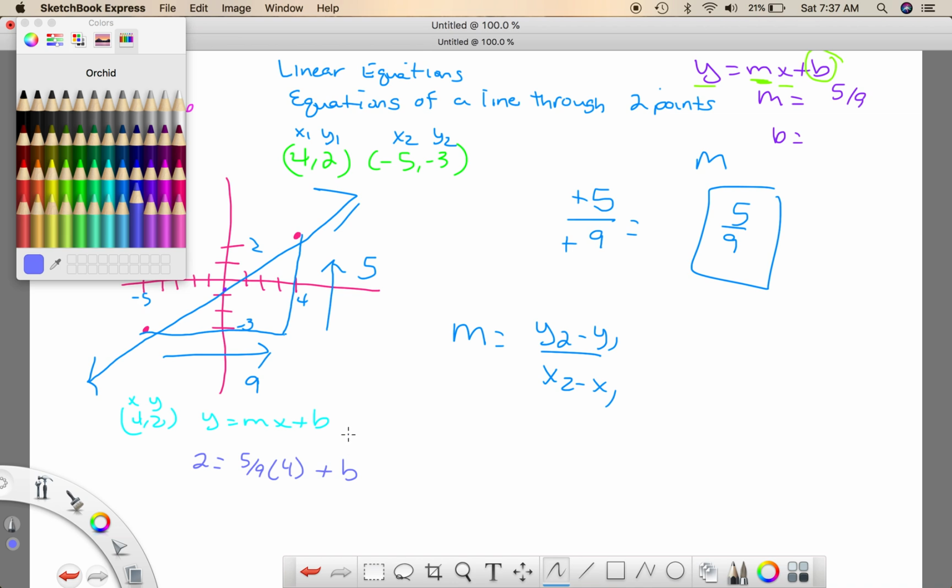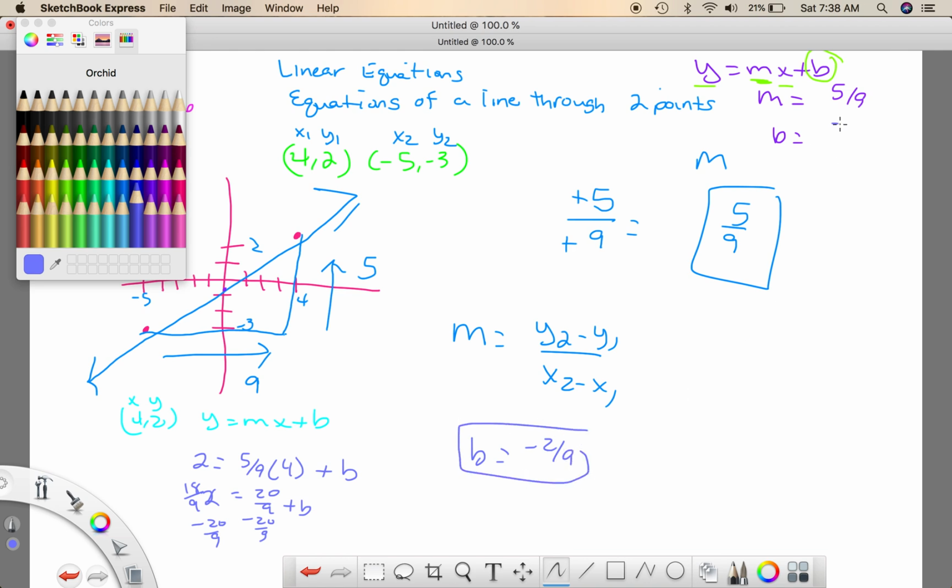Oh, we got fractions here. That's okay. We know how to do fractions. We shouldn't let fractions scare us. So this becomes 20/9 plus b equals 2. We're going to subtract 20/9 from both sides, and then we get b equals, this becomes 18/9. This becomes negative 2/9.